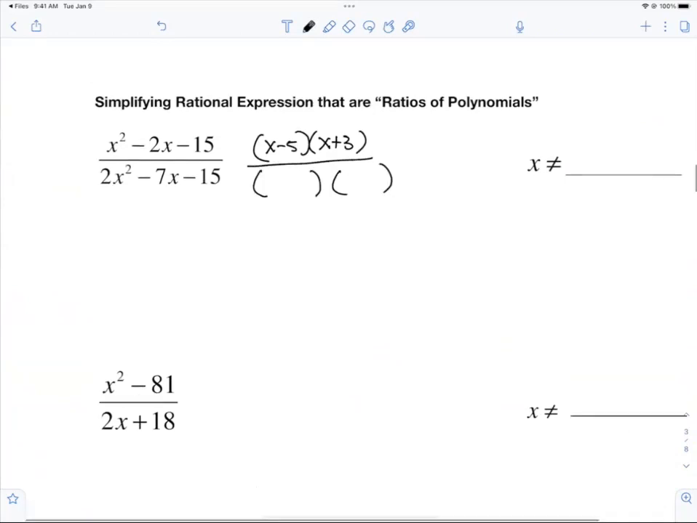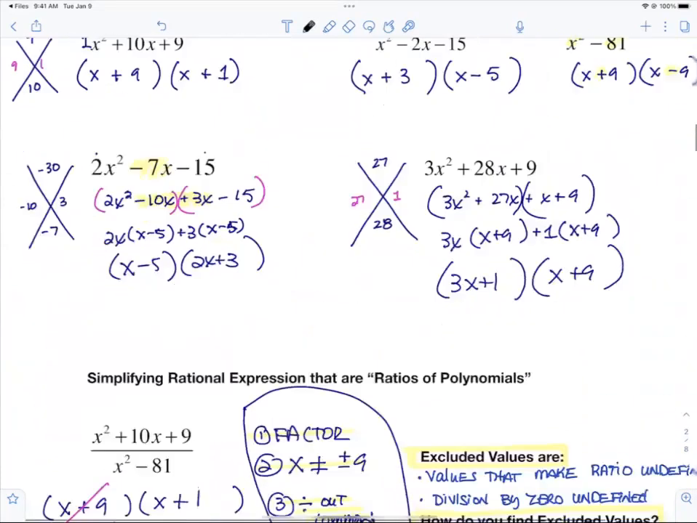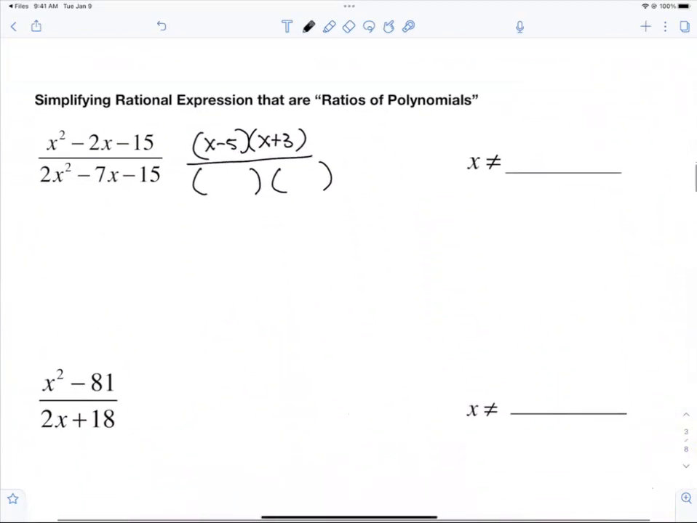And this is (2x + 3)(x - 5) over (x - 5)(2x + 3). So this is step number 1, I factored. Step number 2, list your excluded values.